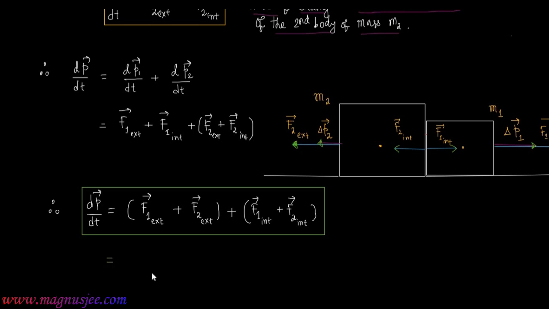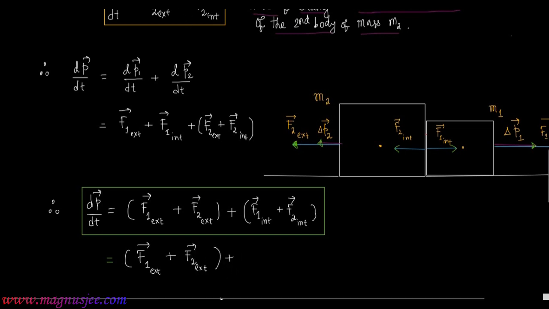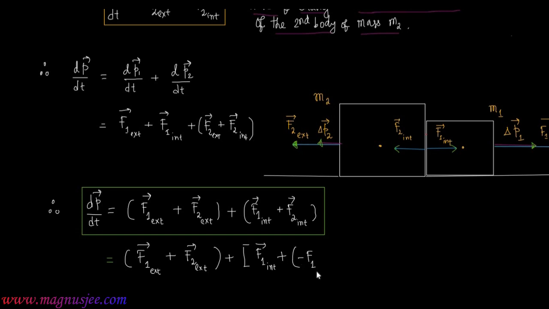In the next line, it equals the bracket of vector f1 ext plus vector f2 ext, closed, plus vector f1 int plus minus vector f1 int. In place of vector f2 int we can write minus vector f1 int.